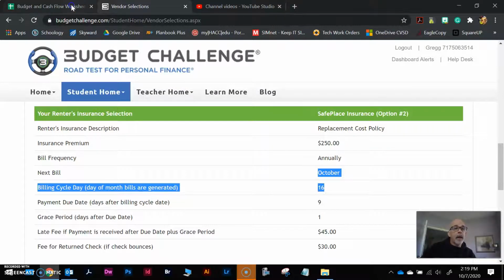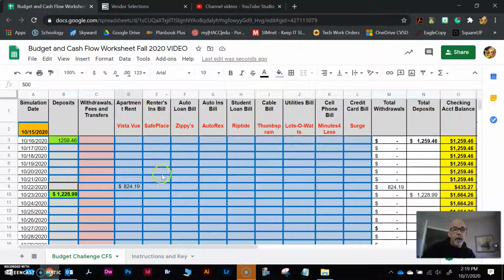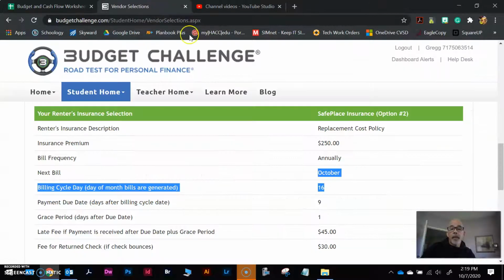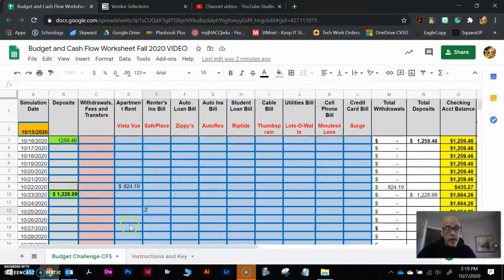So now what I can do is go down here and find my renter's insurance column. This is column E. I'm going to go down here to October 25th, select that cell, and go back to my vendor selection. My amount's $250, and I only pay this once in the game. So now I'm going to plug in $250 on the 25th. This is when it's due.